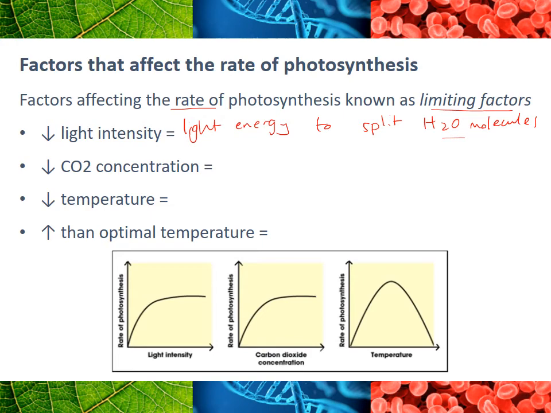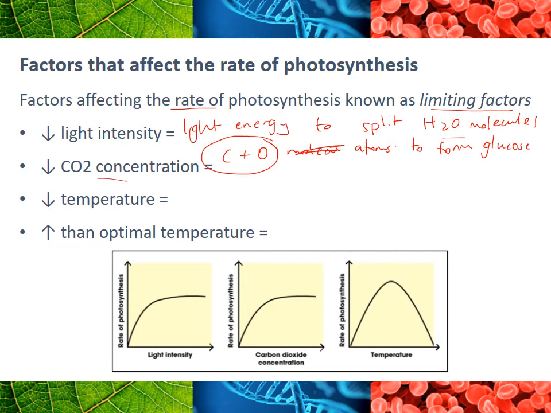Let's say we don't have enough carbon dioxide in the air. That means we don't have enough carbon and oxygen atoms to form the glucose molecule. Remember, you need 6 carbons and 6 oxygens for that glucose molecule. So if there's not enough carbon dioxide in the air or in the environment, we need to get them from somewhere, and we don't have them.